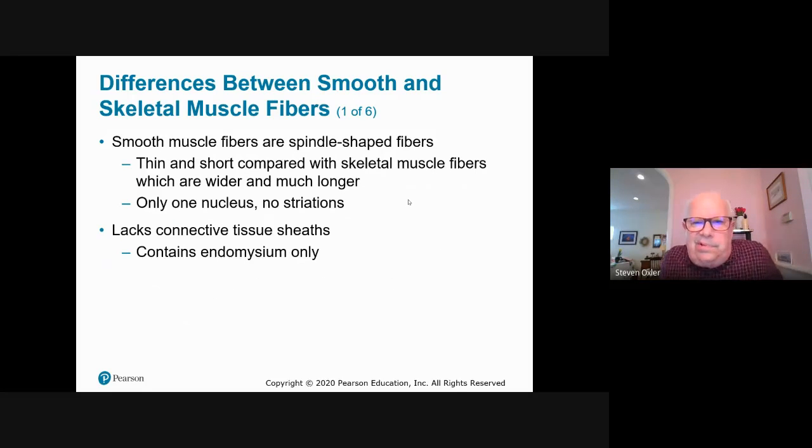Smooth muscle fibers are spindle-shaped. Unlike skeletal muscles, they have one nucleus and no stripes. They also lack the three connective tissue sheaths. Remember, skeletal muscle has three connective tissue sheaths. Skeletal muscle has the epimysium, the perimysium, and the endomysium. Smooth muscle contains only one, and it only contains the endomysium.